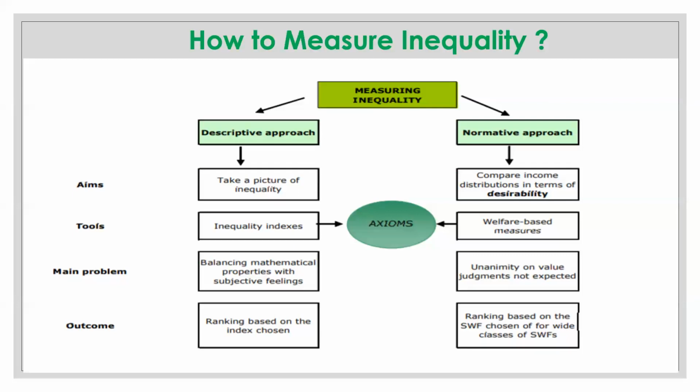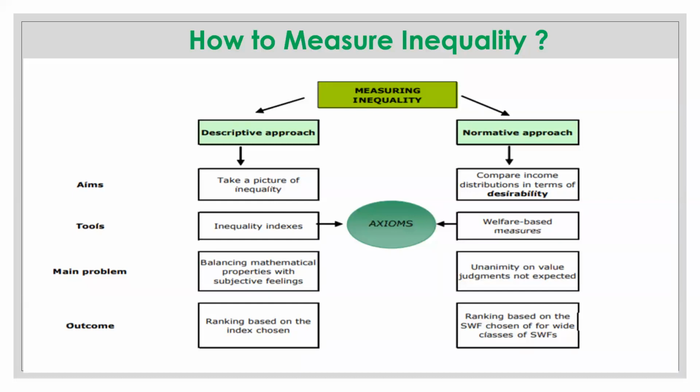How to measure inequality? As we know, there are two approaches to measure inequality. One method is the descriptive approach, and another is the normative approach. When we talk about the descriptive approach, on the left side we have some parameters on the basis of which we can differentiate between the descriptive and normative approach. First, on the basis of aims: the descriptive approach aims to take a picture of inequality, whereas the normative approach compares income distribution in terms of desirability.